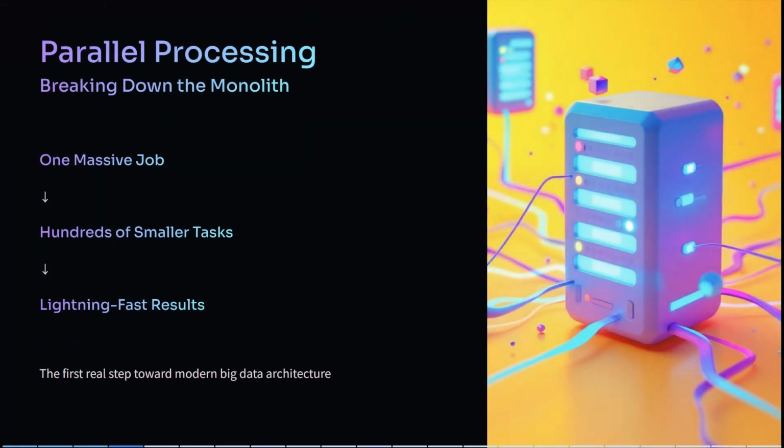Once we had many machines, we could also split big jobs into many smaller tasks. These tasks run at the same time across different machines. This approach made data processing much faster and more efficient. This was a major step toward what we now call big data architecture.